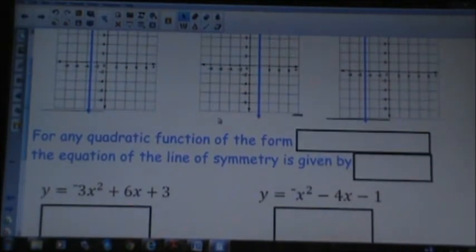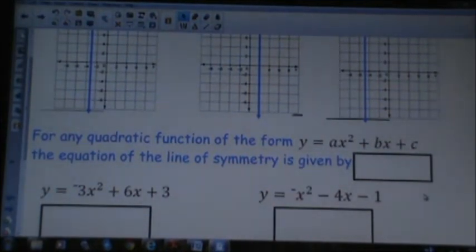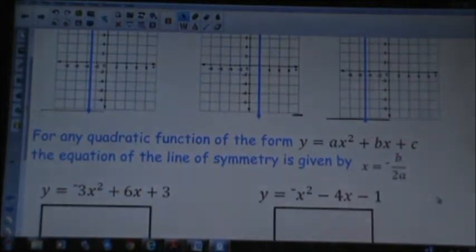So what we're going to do is find out how to find that line. For any quadratic of the form y equals ax squared plus bx plus c, remember we've learned this form in class, the equation of the line of symmetry is given by x equals negative b divided by 2a. Notice this negative is on the outside. So when we're finding the equation of the line of symmetry, the negative is out here, and I'm going to do b divided by 2 times a first for finding that answer.